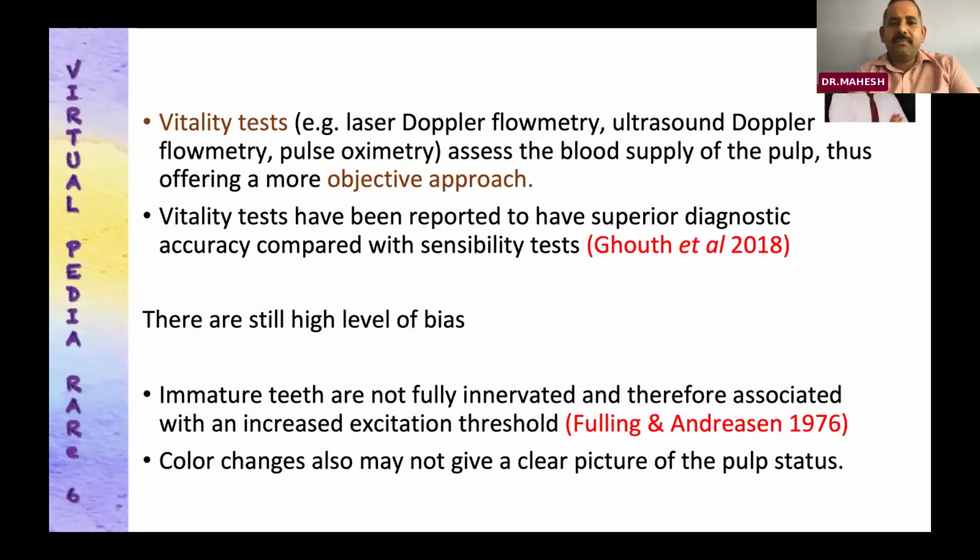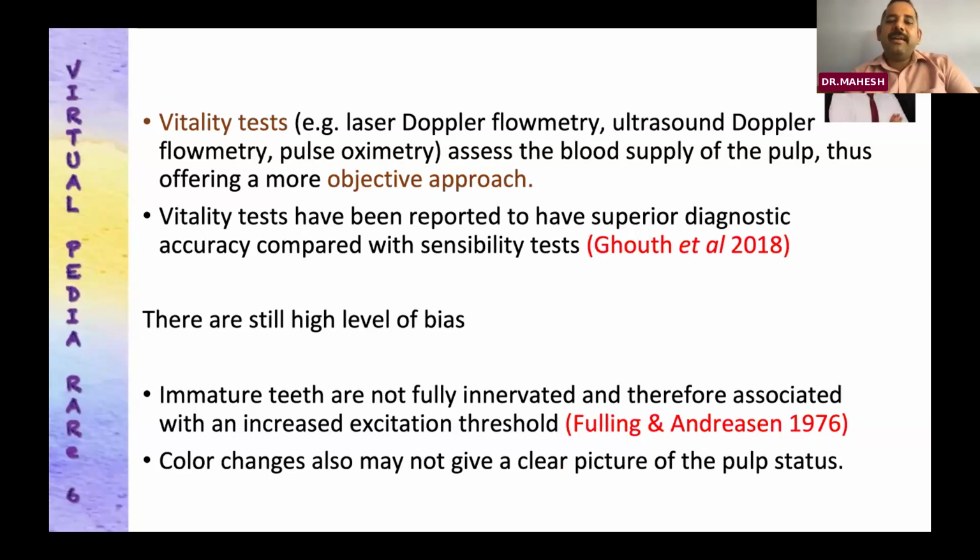So moving on to the other type of testing, vitality testing. Vitality testing has many different types. We have laser flowmetry, ultrasound, and pulse oximetry. These basically determine the blood flow of the pulp, so they are more objective than a subjective response from a pediatric patient when you do this on a pediatric population.